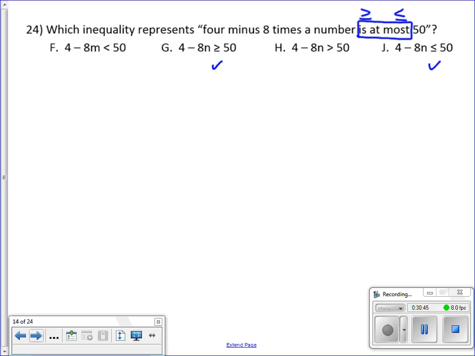So 4 minus 8 times the number. So you're doing it that way. They all have it this way. 4 minus 8n is at most 50. That means, again, that's as high as it can go, is at most 50. That means it has to be all the numbers that are less than that, which is this one right here.